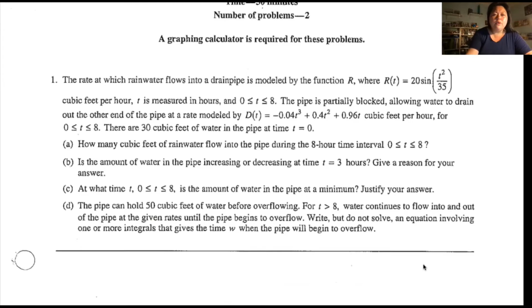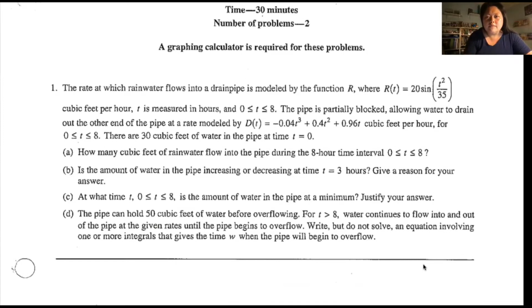It says the rate at which the rainwater flows into a drain pipe is modeled by the function r, where r of t is equal to 20 sine of t squared over 35 cubic feet per hour. So again, this is the rate at which this is happening. If we want to know the total cubic feet, then we will need to take the integral because this is the rate. So to know the unit, you will then need to take the integral of this. T is measured in hours and it's between 0 and 8 hours.